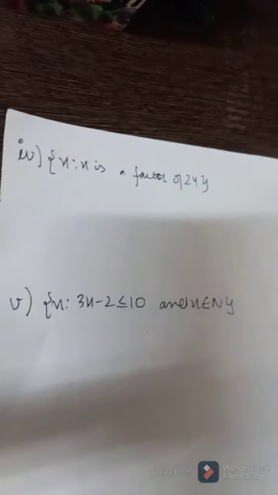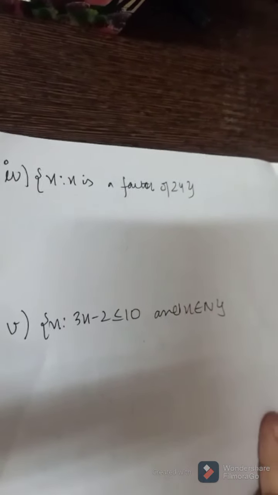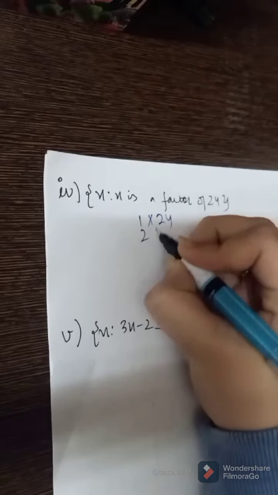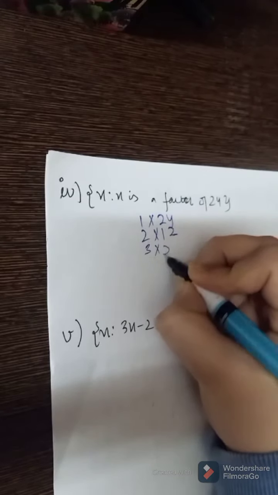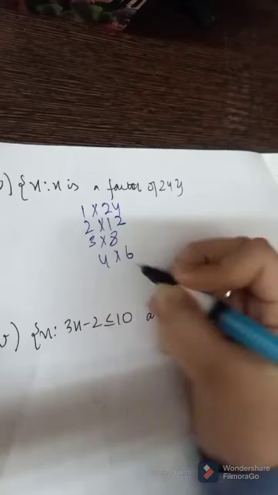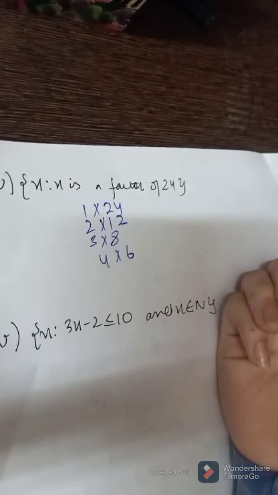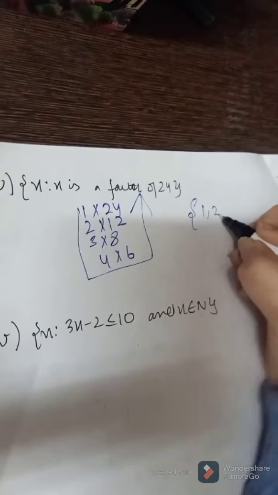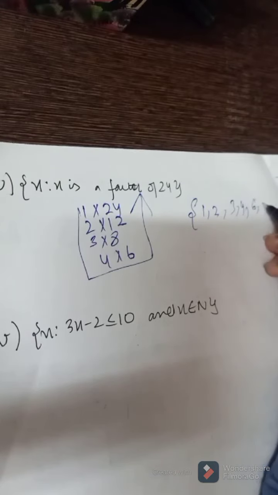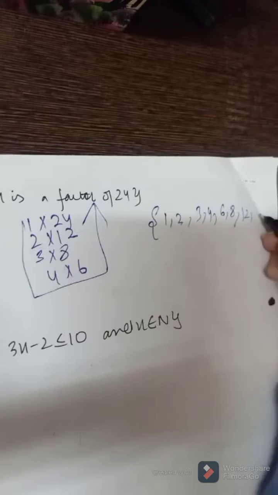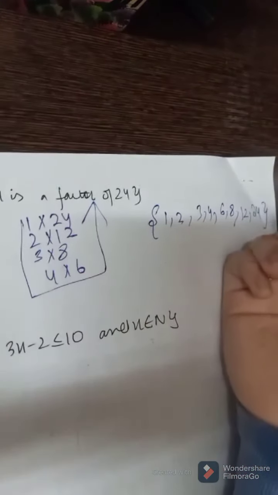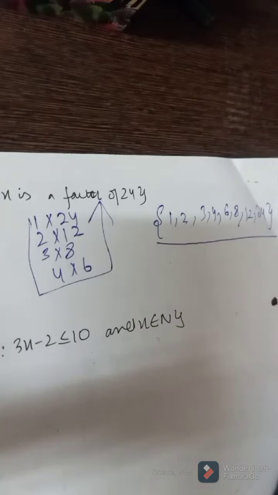Now let's move to the last page and the second last question. x such that x is a factor of 24. Now let's write the factors of 24. 1 into 24, 2 into 12, 3 into 8, 4 into 6 and I don't think there is anything else, right? So let's write the factors: 1, 2, 3, 4, 6, 8, 12 and 24. Because we have not specified whether they are asking about odd factors or even factors, we're going to write all the factors.